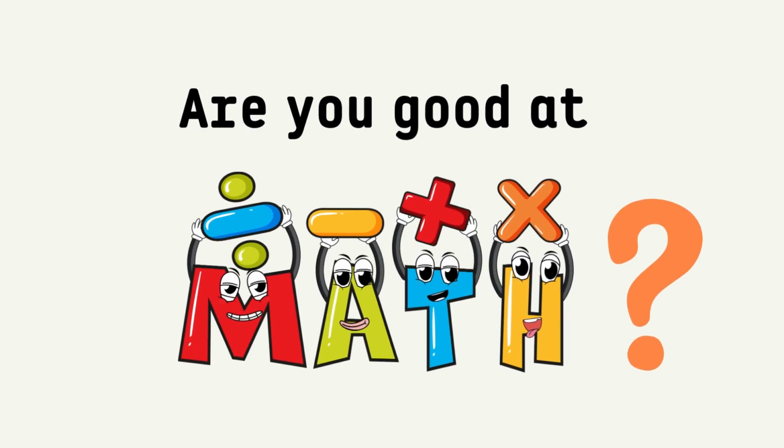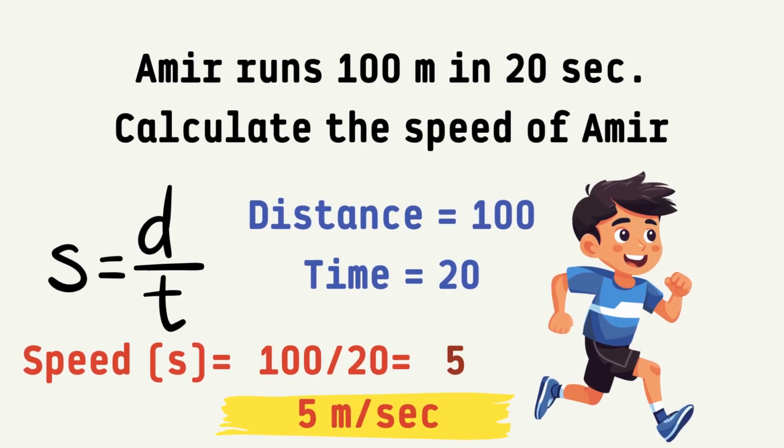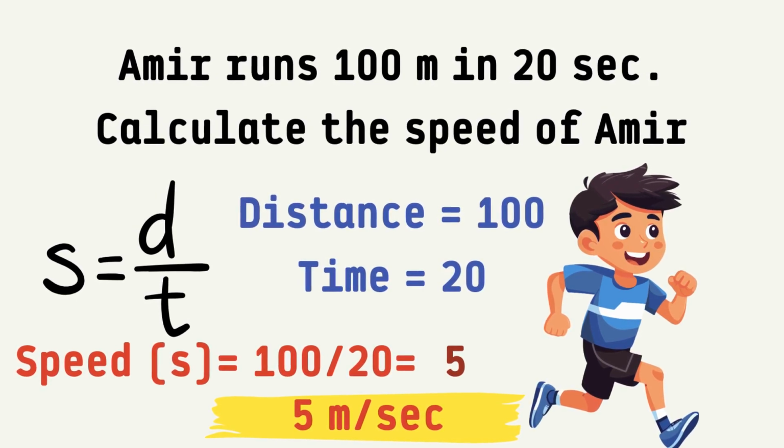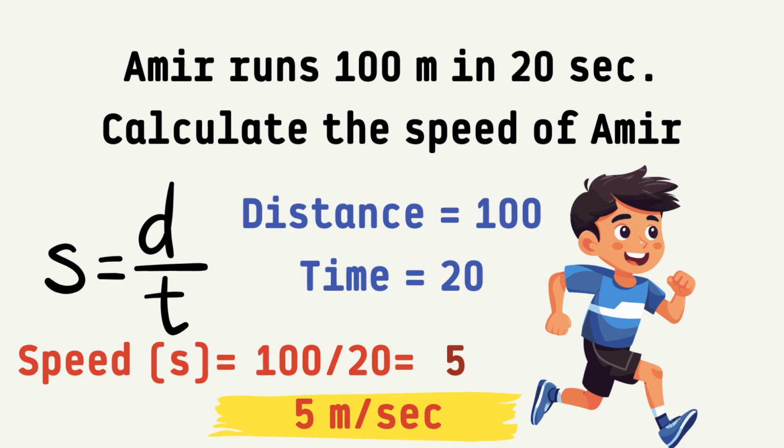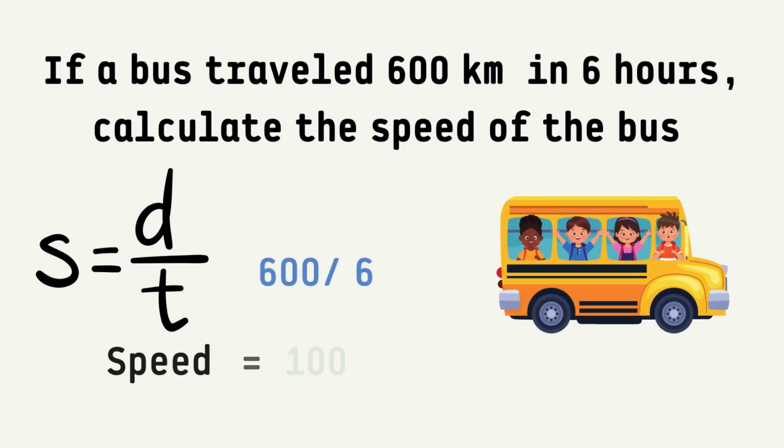Okay, here we have a problem. Amir runs 100 meters in 20 seconds. Calculate the speed of Amir. Here we have the distance, 100 meters, and the time is 20 seconds. When we divide the distance by the time, it will give us the speed. So 100 divided by 20 equals 5. Here, what is the unit? Yes, the distance is measured by meters and the time is measured by seconds. So the speed unit here is 5 meters per second. If you like to calculate the speed, here is another one.